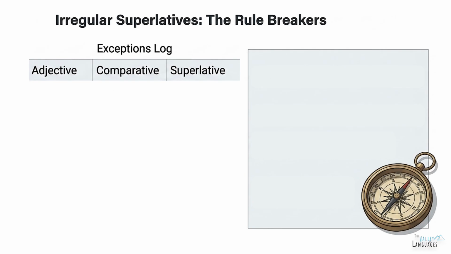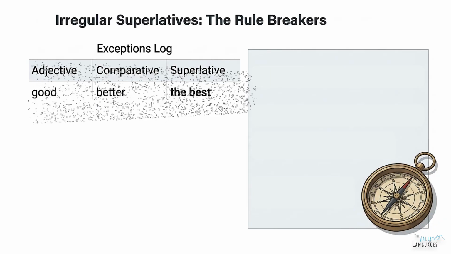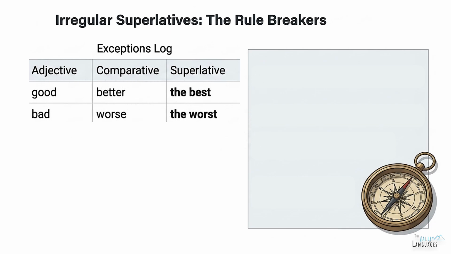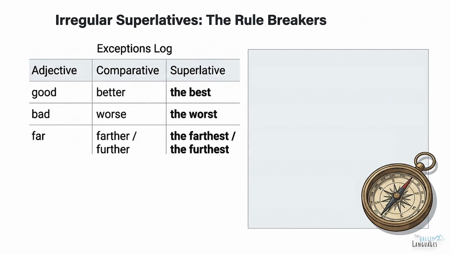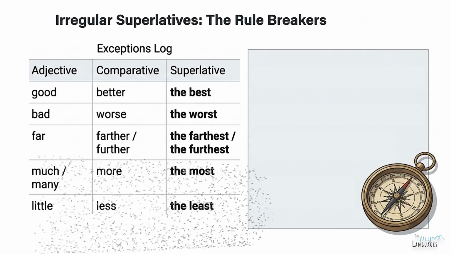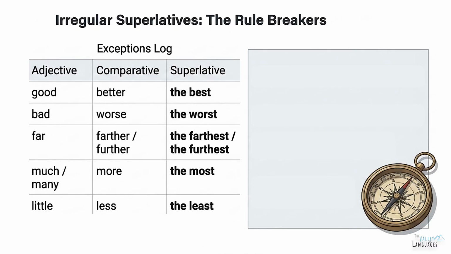And of course, now we arrive at the rule breakers, the irregular superlatives. These words just completely refuse to follow our standard syllable rules. Looking at our exceptions log, we see that good actually becomes the best. Bad becomes the worst. Far turns into the farthest or the furthest. Much or many becomes the most. And little becomes the least.